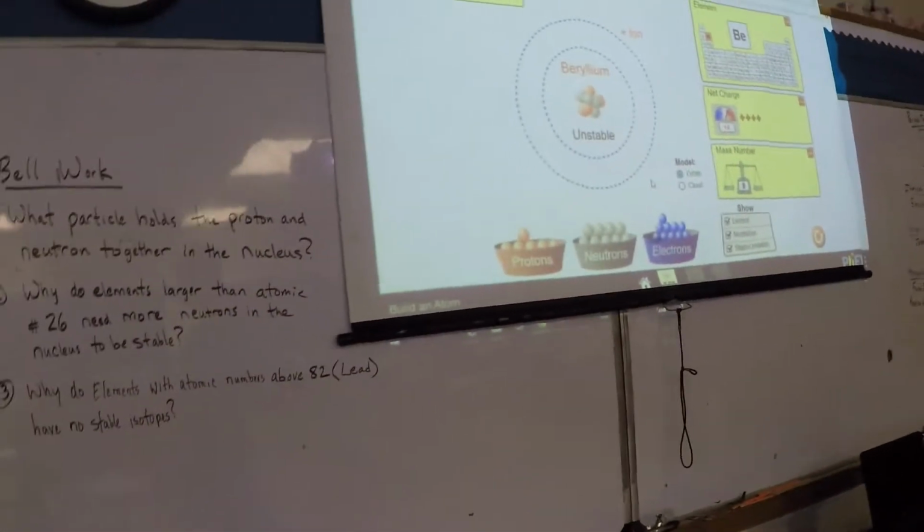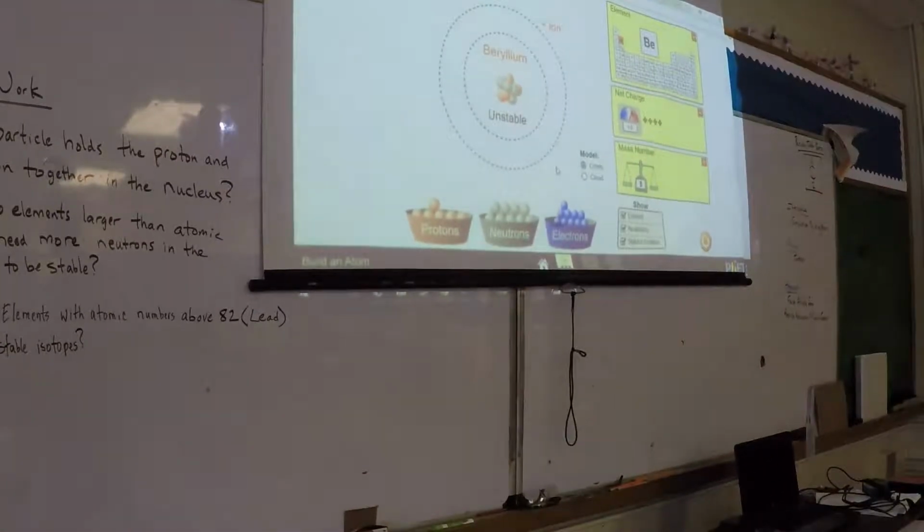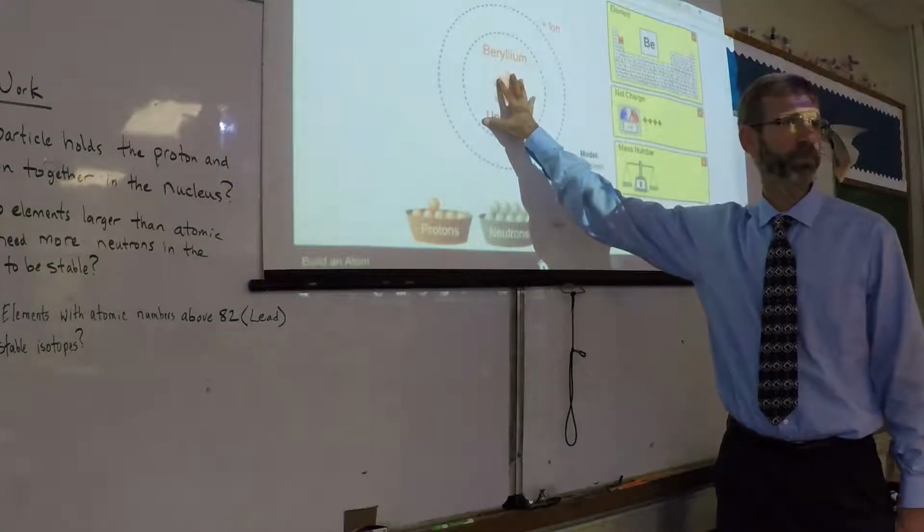Typically, until you get to element number 26, a 1-to-1 ratio is stable. Like carbon, 6 and 6 is stable. I'm going to show you that here in a second. This is 4 and 4. So this is an exception. It's kind of leading us in the direction to 26, where everything above 26 pretty much is unstable on a 1-to-1 ratio. Why is this unstable?